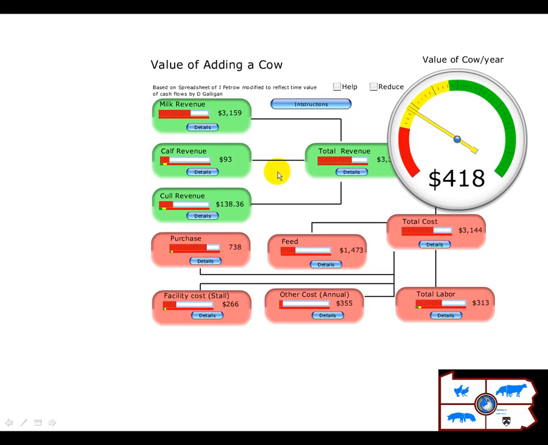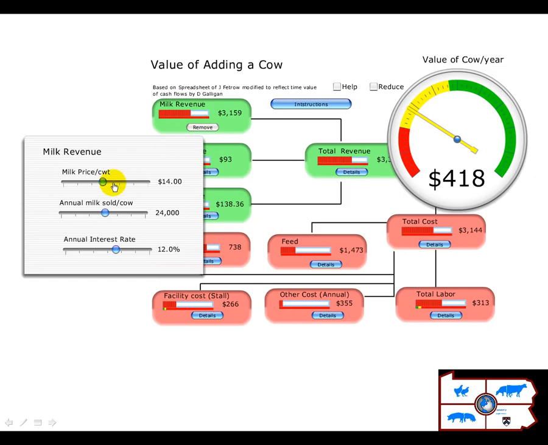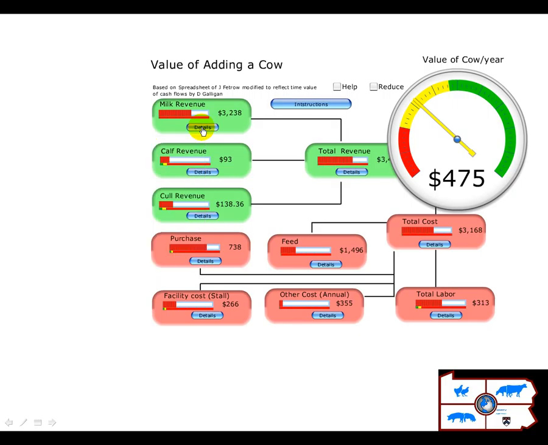And of course, on the revenue side, we can look at the milk production, where as the milk price goes up, certainly the value of the animal goes up dramatically. Or if her production goes up, then her value also goes up. And so this allows us to look at the sensitivity of this value per cow per year as a function of milk and all these other factors.